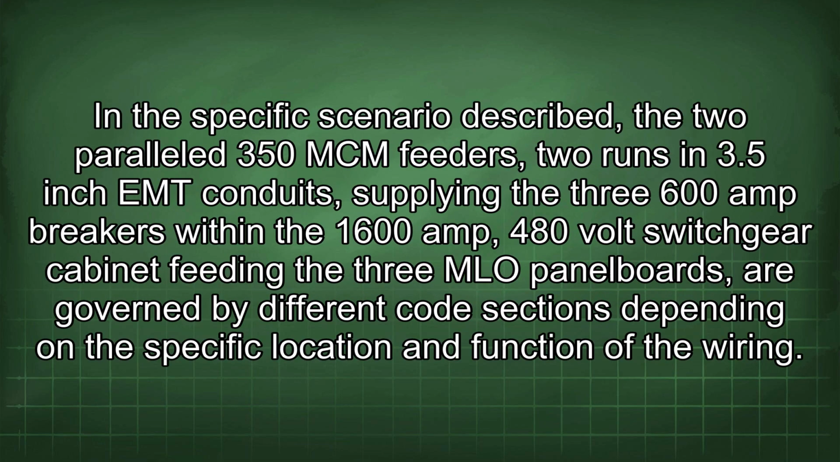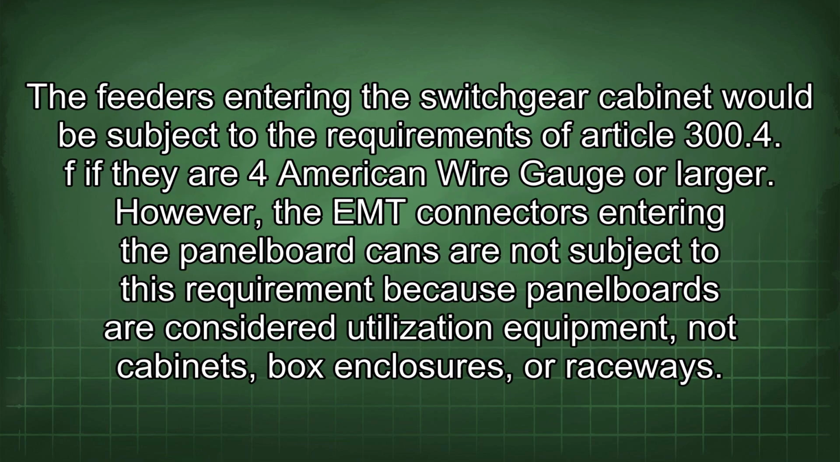In the specific scenario described, the two parallel 350 kcmil feeders, two runs in 3.5-inch EMT conduits, supplying the three 600 amp breakers within the 1600 amp 480 volt switchgear cabinet feeding the three MLO panelboards, are governed by different code sections depending on the specific location and function of the wiring. The feeders entering the switchgear cabinet would be subject to the requirements of Article 300.4(F) if they are 4 American wire gauge or larger. However, the EMT connectors entering the panelboard cans are not subject to this requirement because panelboards are considered utilization equipment, not cabinets, box enclosures, or raceways.